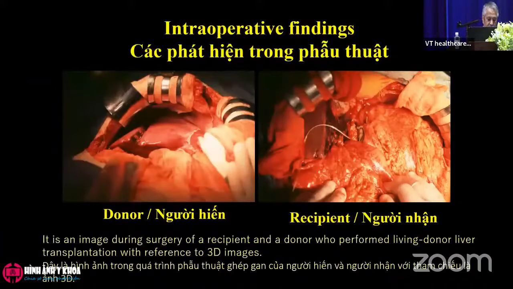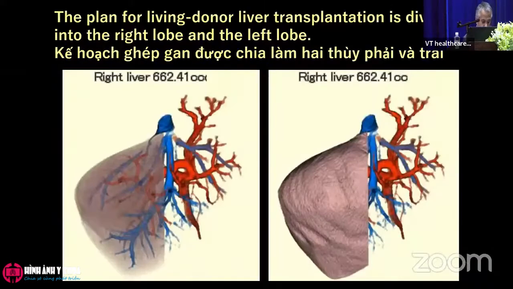It may be imaged during surgery of recipient and donor who performed living donor liver transplantation, with reference to the 3D image. The 3D image is represented by a collection of voxels. Therefore, the volume can be displayed at the same time by voxel count.